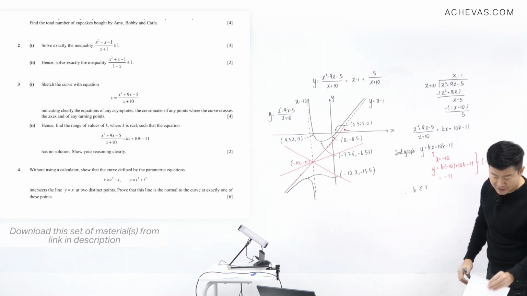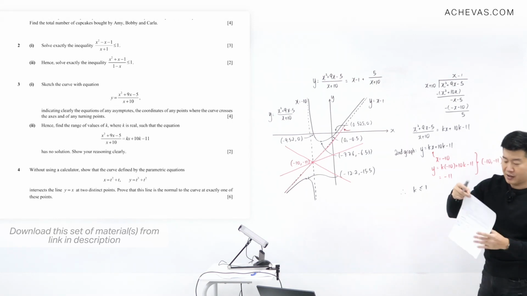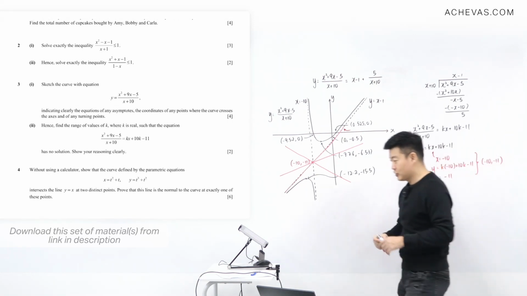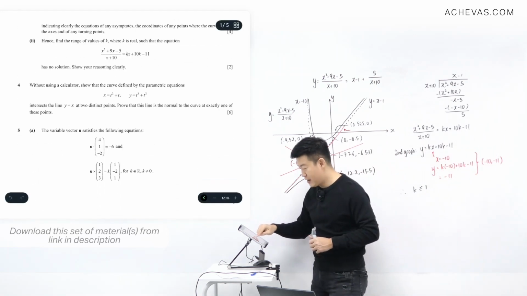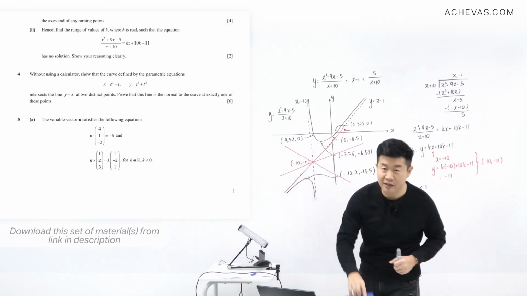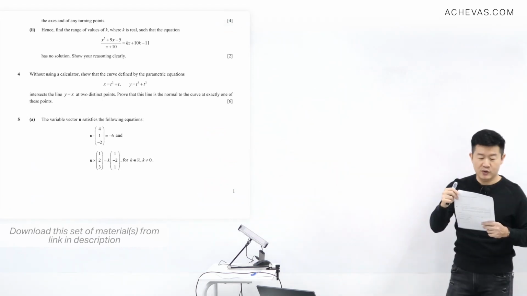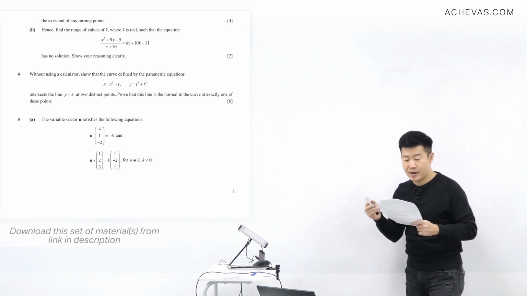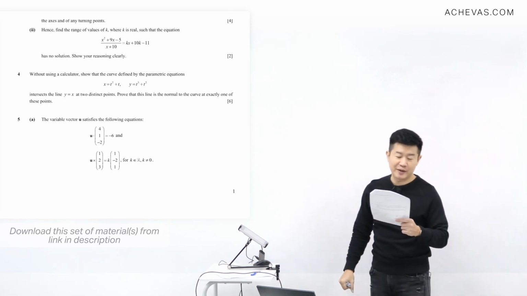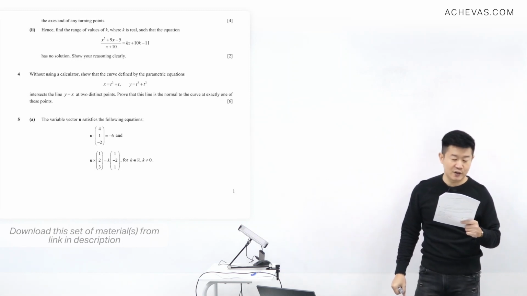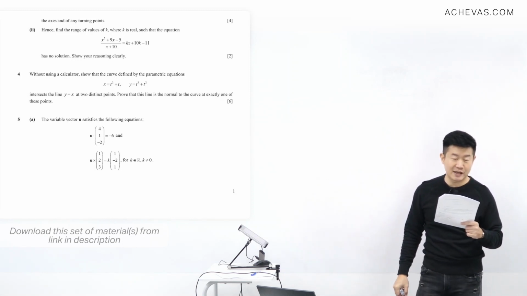Let's move on. Let's take a look at the next one, question number 4. So in question number 4, we have this. Let's take a look at it. Okay, in question number 4, without using a calculator, we want to show that the curve that is defined parametrically by that is going to be intersecting the line y is equal to x at 2 distinct points.